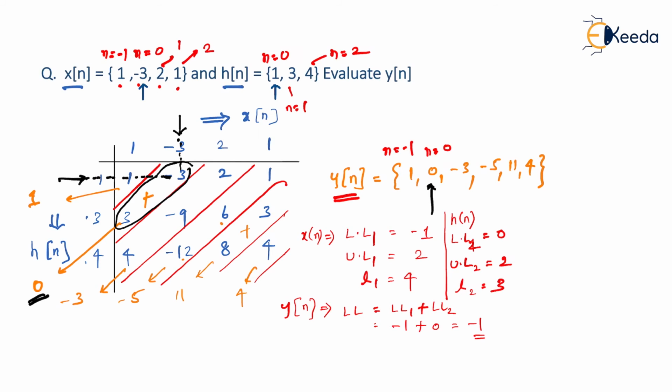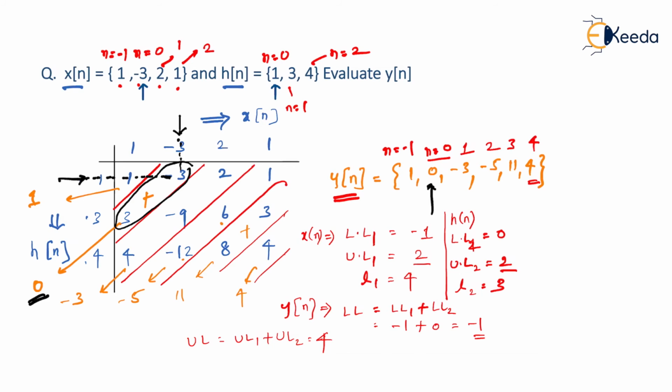Similarly, the higher limit or upper limit is given by upper limit 1 plus upper limit 2. So see what upper limit 1 is. It is 2. Upper limit 2 is also 2. So 2 plus 2 will become 4. As you can see, this is n equal to 0, this is n equal to 1, n equal to 2, n equal to 3, n equal to 4. The last sample is at n equal to 4, meaning that this upper limit formula is also working.